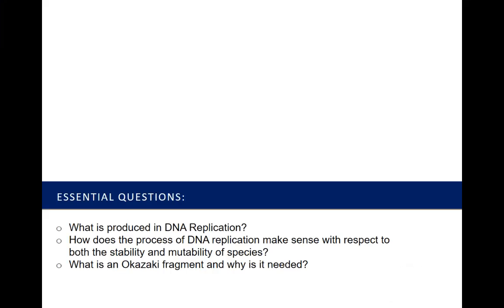Okay, so what are our essential questions? One, what is produced in DNA replication? I just kind of answered that, but we'll go into more details. Two, how does the process of DNA replication make sense with respect to both the stability and mutability of species? And three, what is an Okazaki fragment and why is it needed?